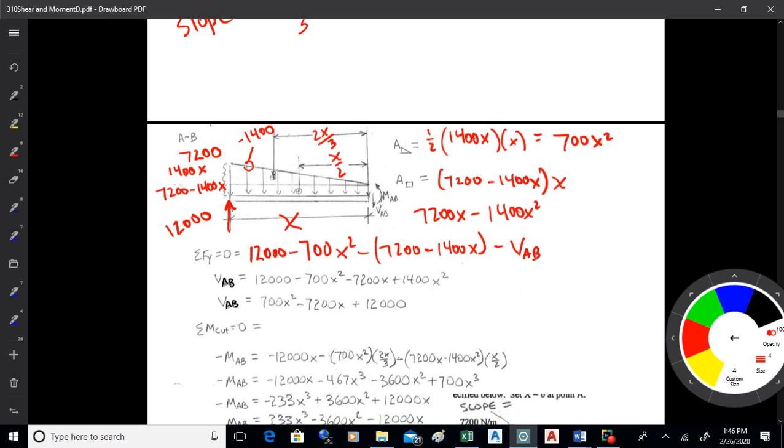The part in the parentheses, what part was that? That is the area of the rectangle, which has a height of 72. Oh yeah, I forgot the x and the x squared in there, didn't I? So I need an x in there, and I need an x squared for the 1400 bit. So that'll be x and then minus, and that should be an x squared, like so. All right, bring the VAB to the other side and collect terms, and I get this expression for the shear.